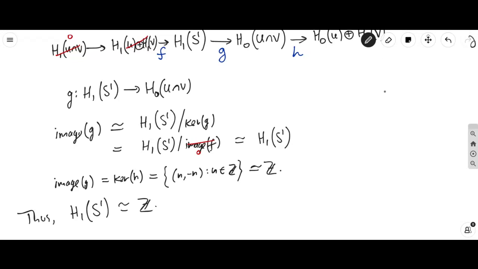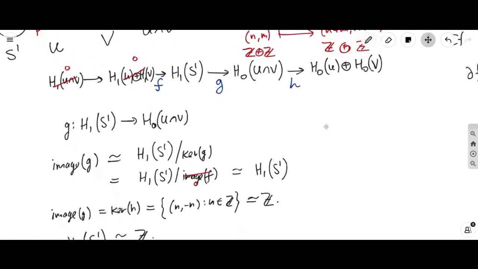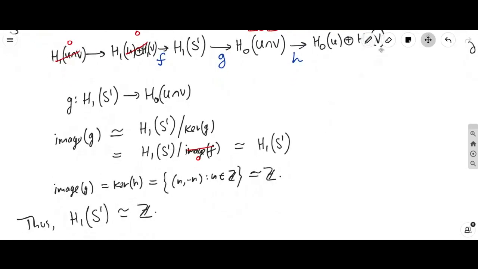Now, we can actually do a little bit better. So let me remove this. As a follow-up question, we can ask what one cycle in the circle S1 generates the homology group? That's a reasonable question, because if it's isomorphic to the integers, there's one generating cycle for the whole group. So what is that cycle?